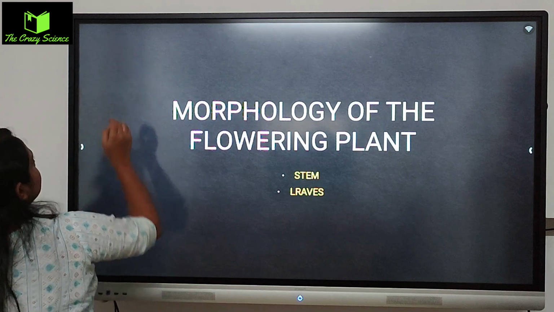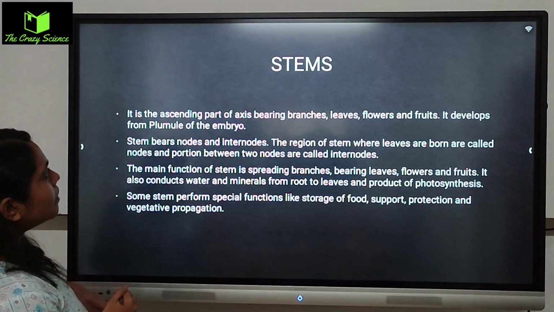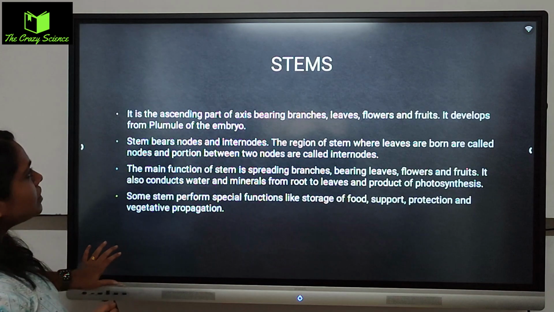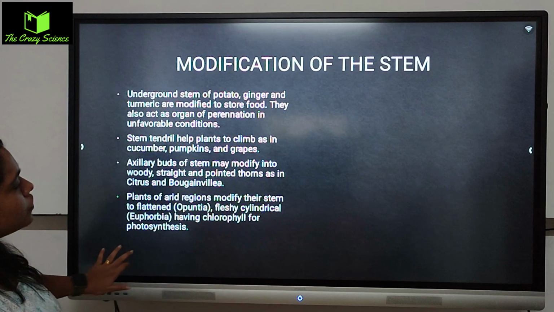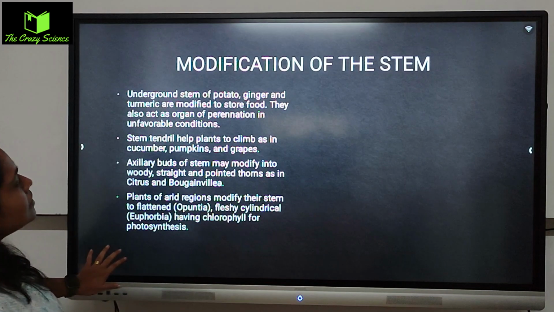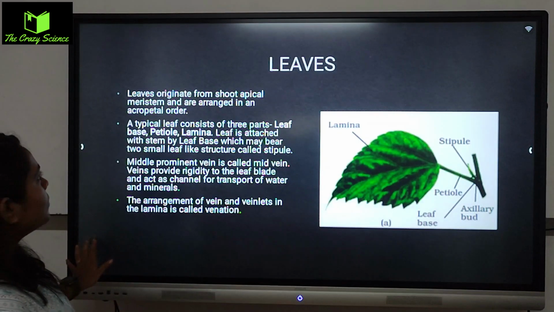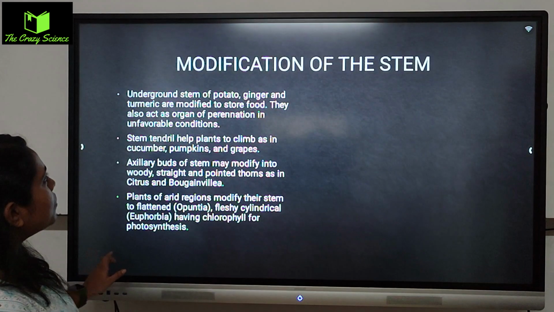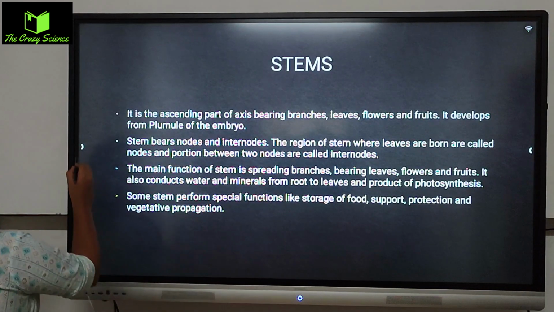So I'm starting with the stem. In this part, stem এর মধ্যে দেখতে পাচ্ছ stem, and then stem এর পরে modification of the stem, and then one by one after that I will start leaves. Okay, so the stem I am going to talk about in this particular part, what is stem?